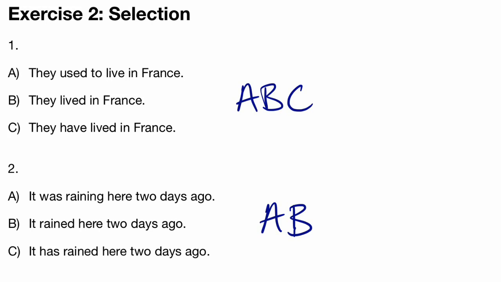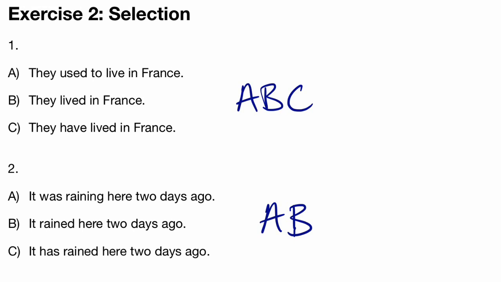Number 1, A, B, C are all correct. They're all fine grammatically. They used to live in France, but they don't anymore. They lived in France. Maybe these people are dead, and so it's definitely a completed action. They have lived in France at some stage in their lives. We'll talk more about that next week.